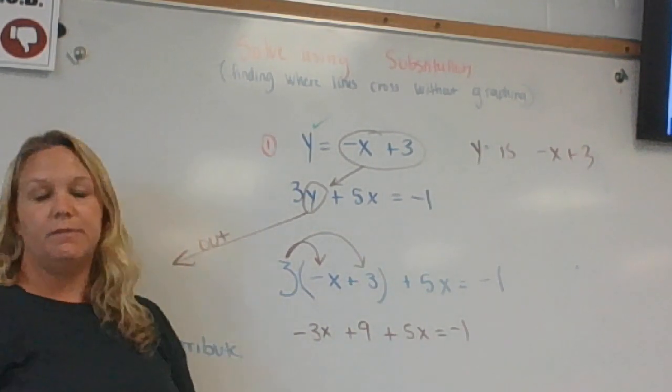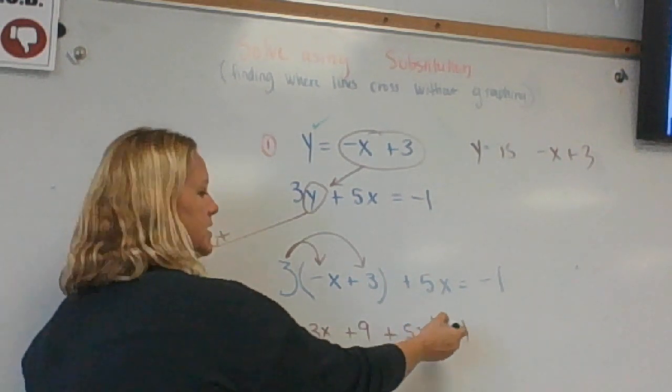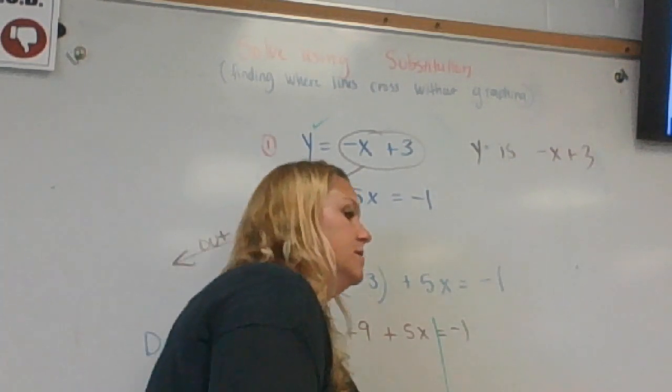So after I distribute, I get negative 3x plus 9 equals 5x, or plus 5x equals negative 1. Then you combine like terms.